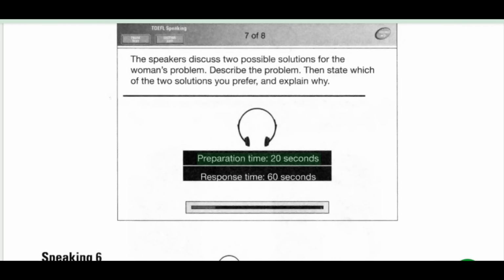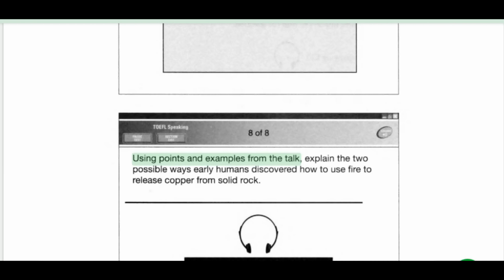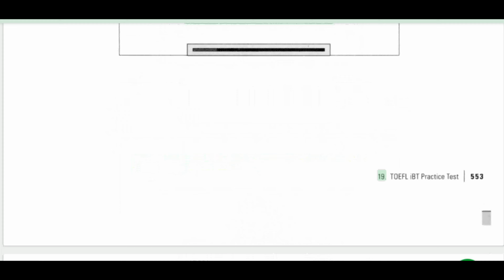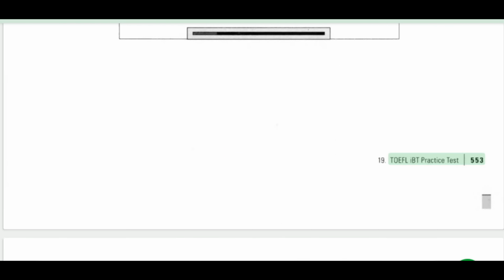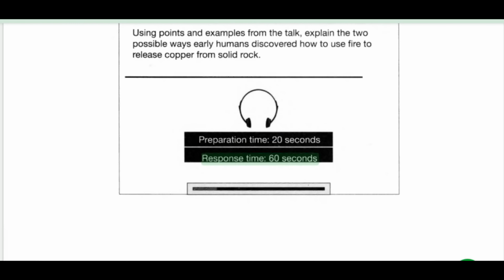Preparation time, 20 seconds. Response time, 60 seconds. Now get ready to answer the question. Using points and examples from the talk, explain the 2 possible ways early humans discovered how to use fire to release copper from solid rock. Preparation time, 20 seconds. Response time, 60 seconds.